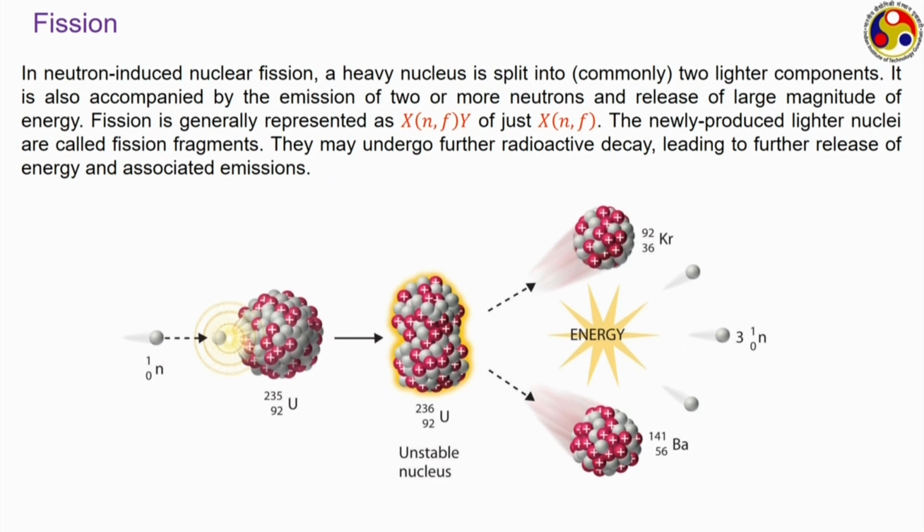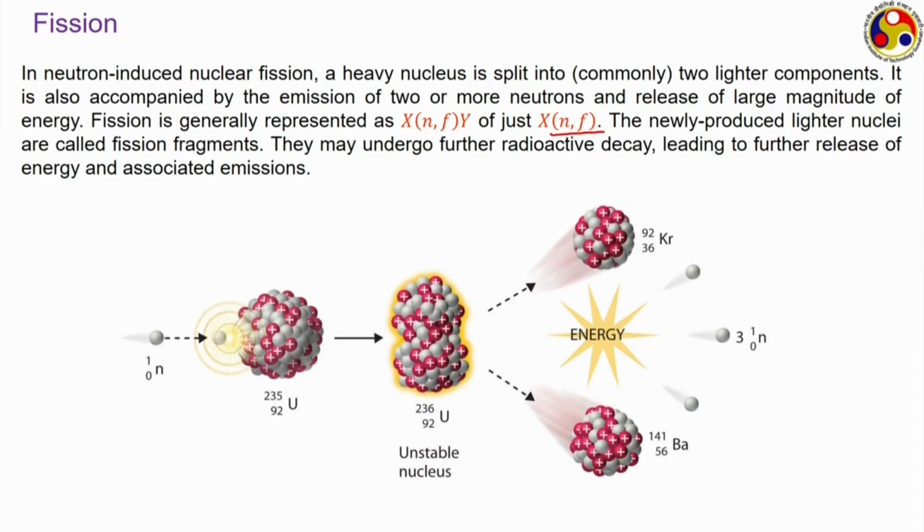During a fission reaction, the neutron strikes one nucleus and splits it into two components, both of which are much lighter, and that is also generally associated with the emission of two or more neutrons and a large amount of energy release. A fission is often represented by this kind of symbol, n,f, just to indicate that a neutron is coming and leading to the fission reaction.